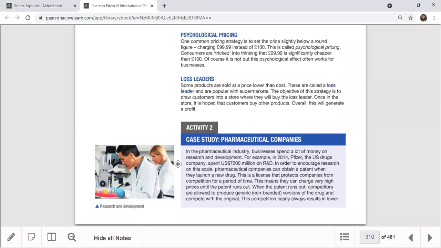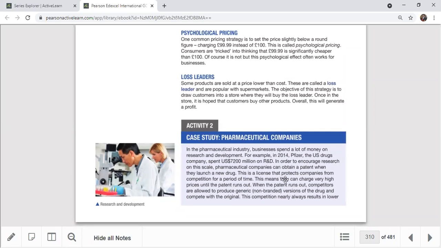Okay, let's go to this case study, activity number 2, the pharmaceutical companies. In the pharmaceutical industry, the businesses spend a lot of money on research and development. For example, in 2014, Pfizer, they are the one who actually made, I think, the COVID-19 injection also, the Pfizer vaccine. And then the US drug company called Pfizer spent US$7.2 billion on R&D. This is the year 2014, right?